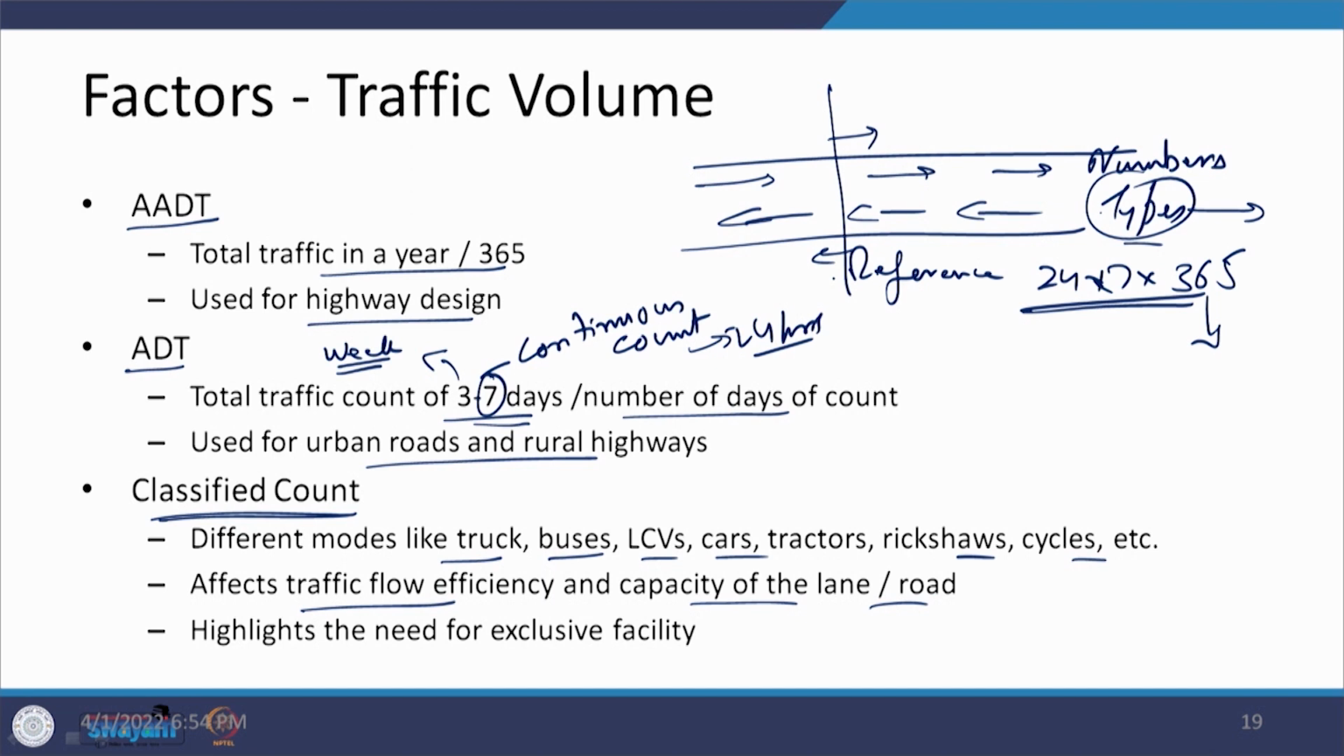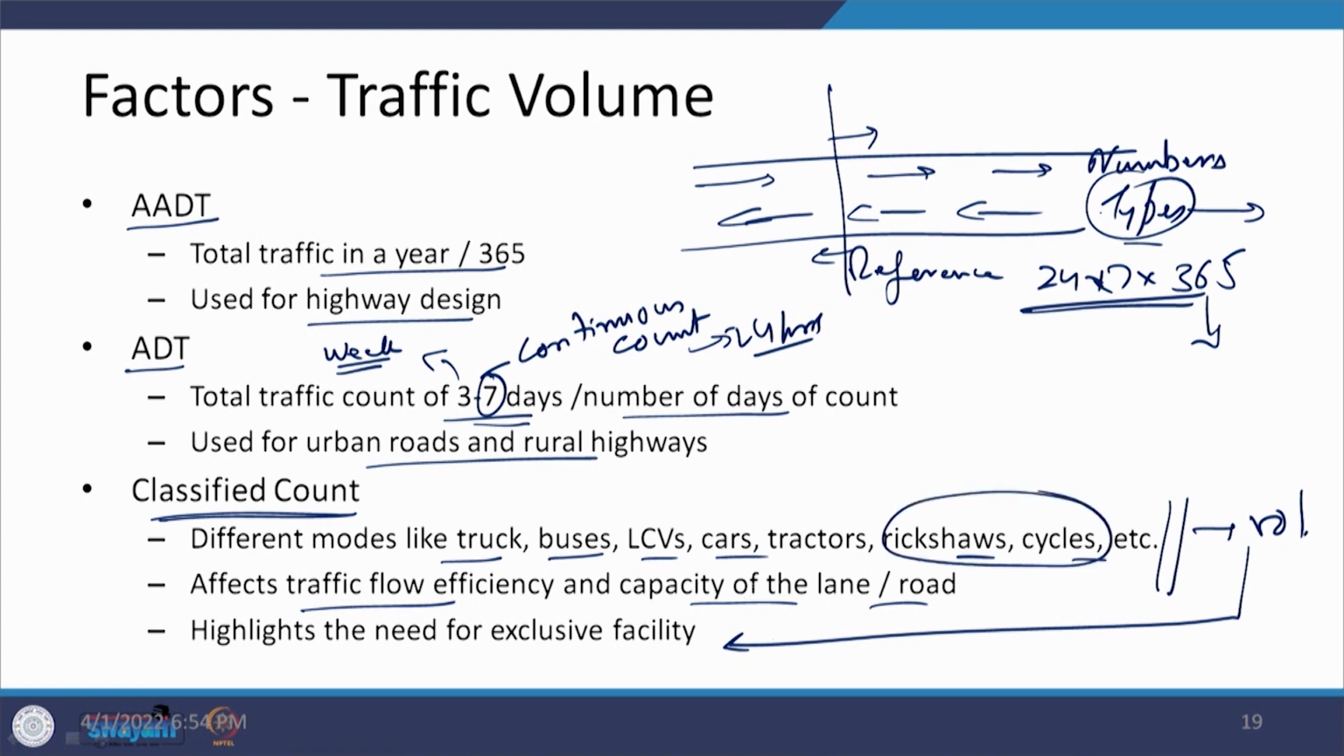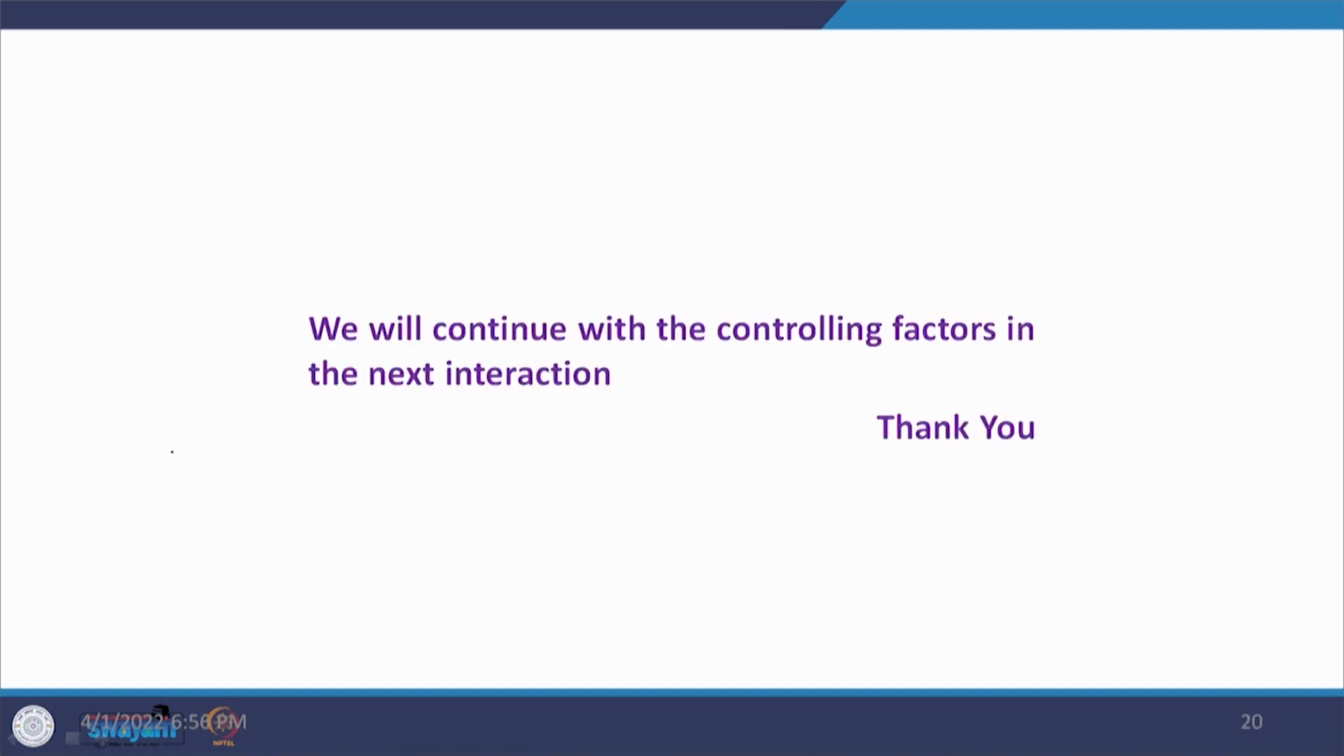At the same time, when you are talking about volume, then this volume is going to define whether we need to provide an exclusive facility for any type of system, say cycle rickshaws or cycles, or we need to provide a separate system for the buses only in terms of BRT lanes. So, this is also going to come out on the basis of the classified count being done at that location.